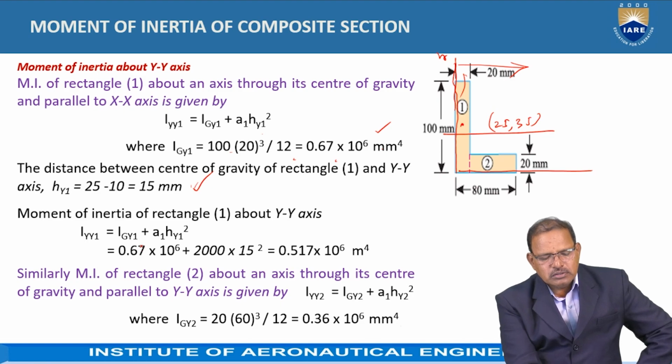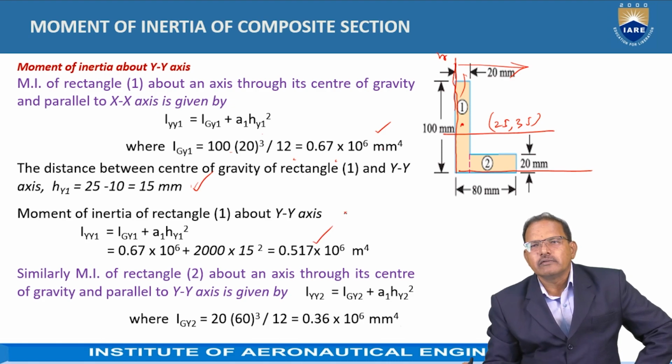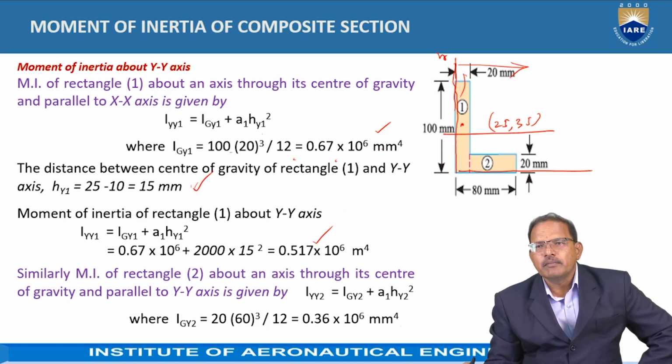So Iy1 is equal to Igy1 plus A1 Hy1 whole squared, which is equal to 0.67 into 10 to the power of 6 plus 2000 into 15 squared, which is equal to 0.517 into 10 to the power of 6 mm to the power of 4.